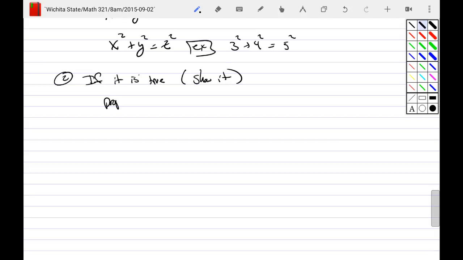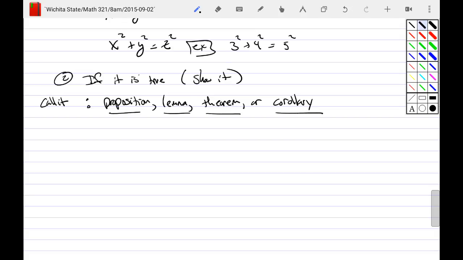Proposition, a lemma, a theorem, or a corollary. These are all the same thing, and then we will call it one of those.